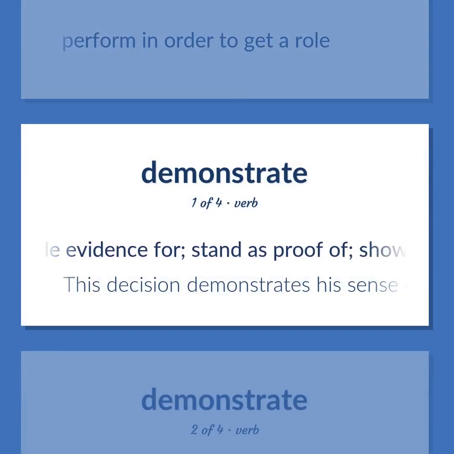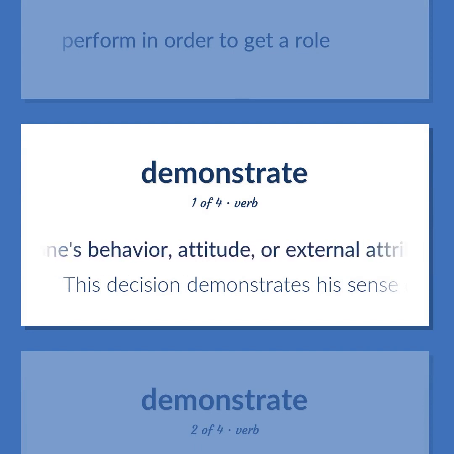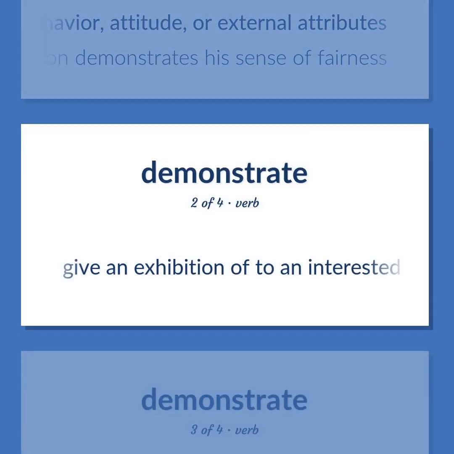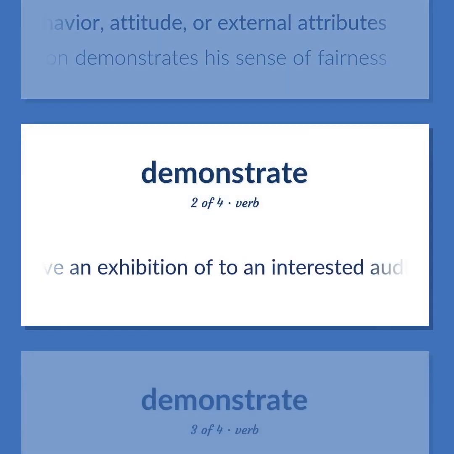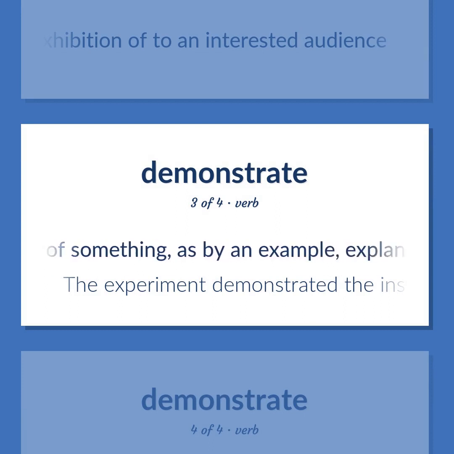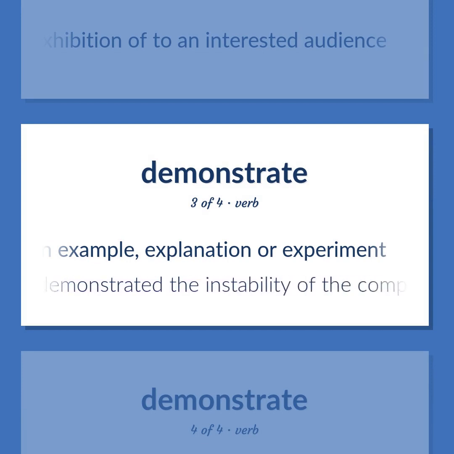Provide evidence for. Stand as proof of. Show by one's behavior, attitude, or external attributes. This decision demonstrates his sense of fairness. Give an exhibition of to an interested audience. Establish the validity of something, as by an example, explanation or experiment. The experiment demonstrated the instability of the compound.